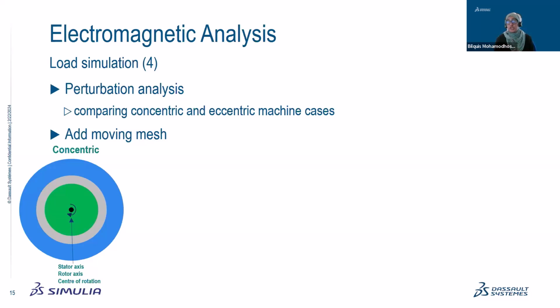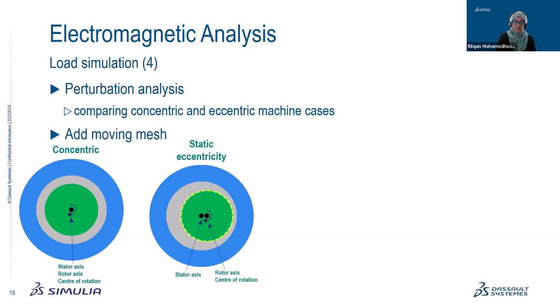This could be due to many different reasons, like manufacturing defects, or when the motor is, for example, put on the drivetrain. Different things can cause the machine to be non-concentric or eccentric in that case. So we have different types of eccentricity. The very basic or common first one would be static eccentricity.